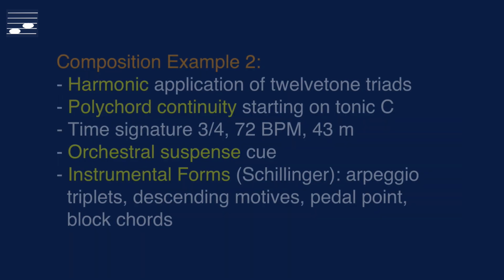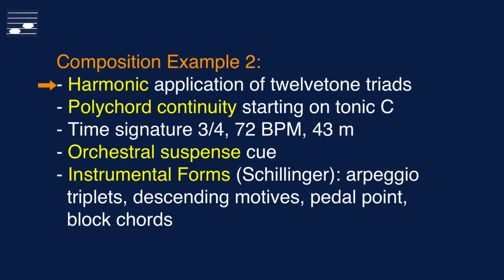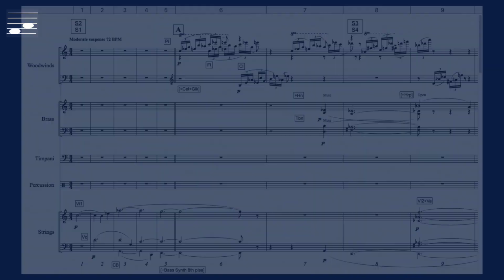In the second composition example, there is a harmonic application of the 12-tone triads. This polychord continuity starts on tonic C, the time signature is 3/4. This is an almost 2 minutes long orchestral suspense cue, with instrumental forms such as arpeggio triplet patterns and descending motifs, pedal point and block chords. Read along with the annotated condensed score.